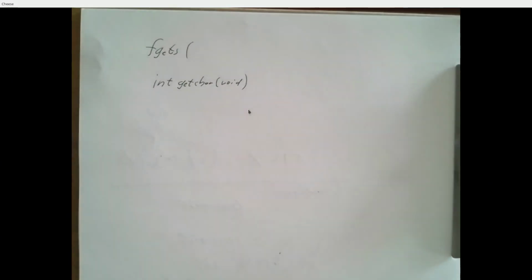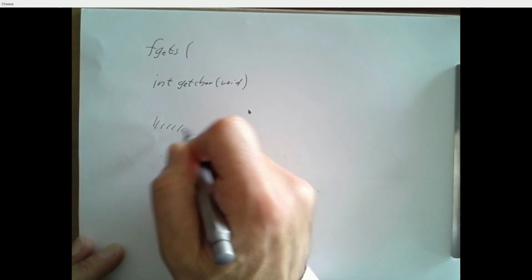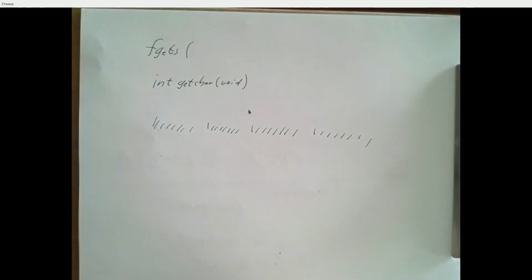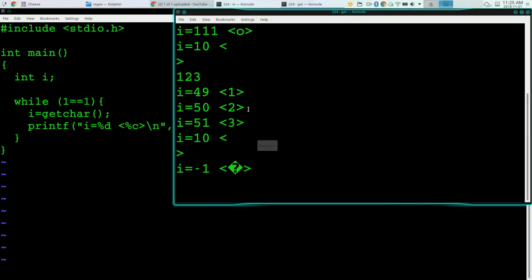-1 as an integer looks like this. It's 32 ones. ASCII codes are 8 bits. Usually the most significant bit is a 0, but they're just 8-bit entities. The problem is, since any combination of 8 bits could be a valid ASCII code, how can getCar tell us that this is the end of the file if everything that it returns could be considered a character?